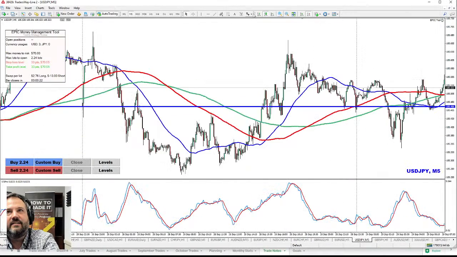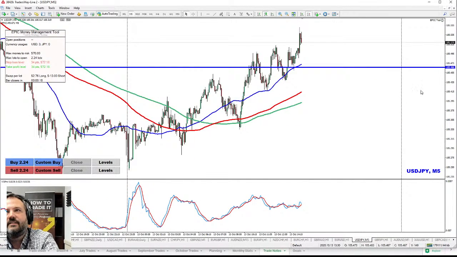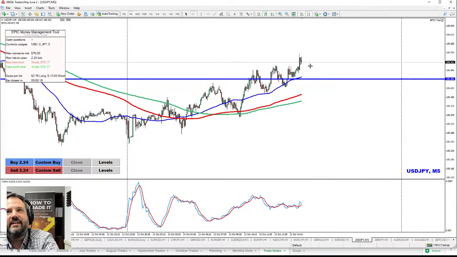Okay, so this US yen has pulled back a little bit. I think I'm going to get in on this little pullback here. Try it.